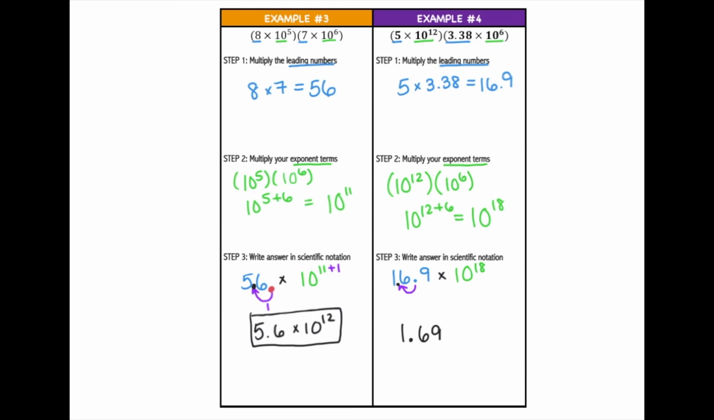So I'm going to rewrite all of those digits with the new decimal between 1 and 6. So I have 1.69, and because I moved it one space, I need to add 1 to my exponent. So it'll be 1.69 times 10 to the 19th power. And that is our final answer.